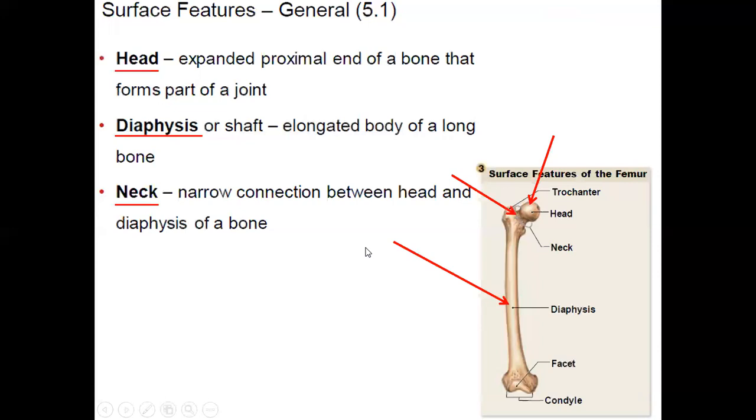The diaphysis, or the shaft of a long bone, so this is a long bone, is this long center portion here. So this is the diaphysis of this bone. Again, the head of the femur is what fits into your hip socket so that you can move your hip, flex and extend and rotate, and adduct and abduct your hip.